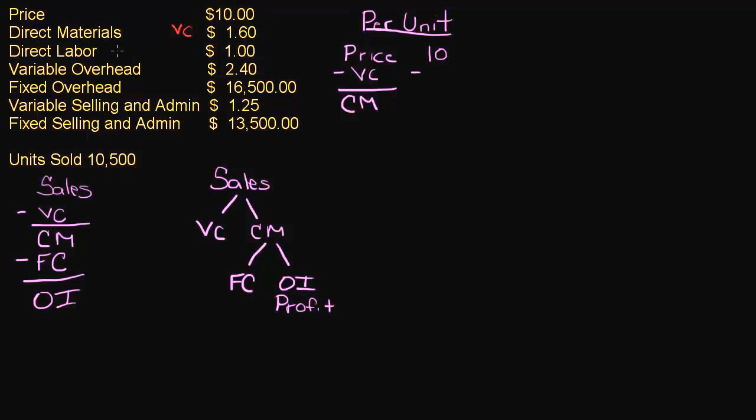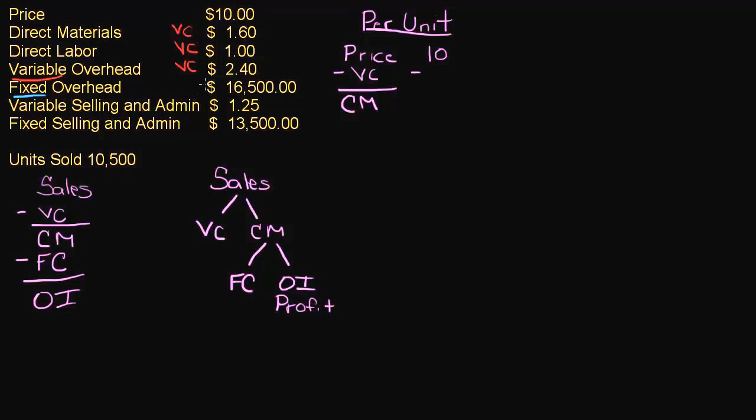How about direct labor? For every unit I make, I'm going to have $1 in cost. Direct labor is a variable cost. Variable overhead has the word variable in it, so that makes it a little bit easier. That's a variable cost. What about fixed overhead? First of all, it's got the word fixed in it.